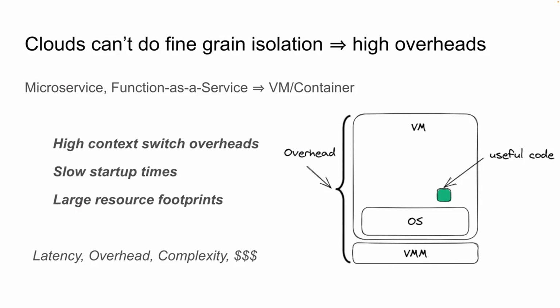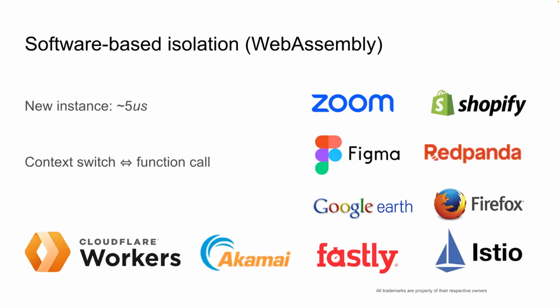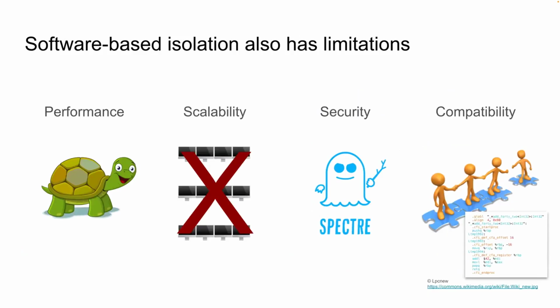Also, developers are increasingly relying on deployment technologies like microservices and Lambda, where current hardware imposes excessive overheads and complexity. To overcome these limitations, developers are increasingly turning to software-based isolation in the form of WebAssembly. Unfortunately, software-based isolation also has a lot of limitations, such as performance overheads and scaling limits, that make it less than ideal.